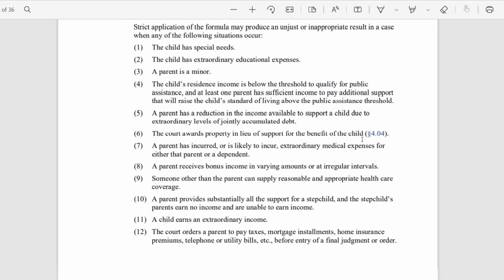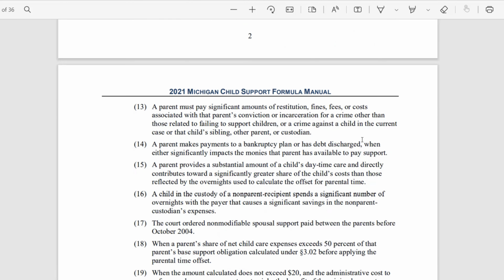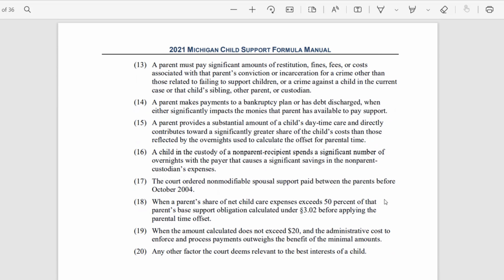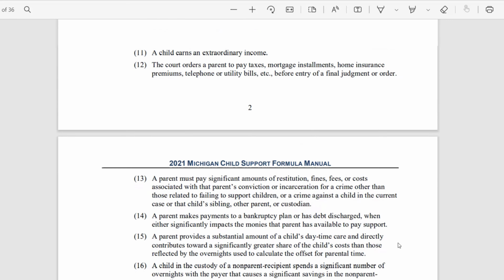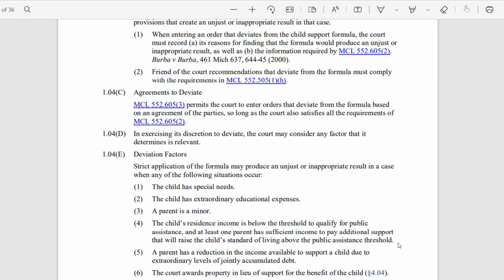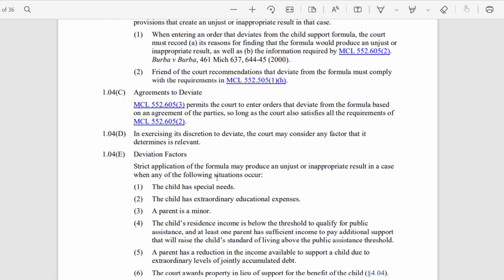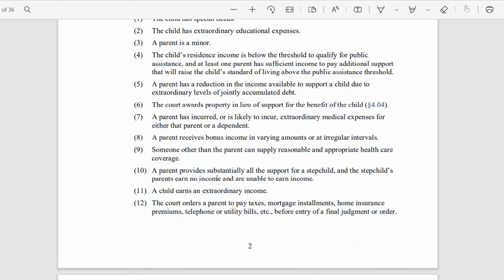So I'm not going to go through all these different deviation factors, but you can see there are quite a few of them. There's 20 different deviation factors that may be relevant for the reason why this court is finding that they're going to deviate from the formula. And again, agreements to deviate are all right as long as we make the findings that we are deviating for a reason. Okay, so here's that information, and that's going to be relevant as we fill out the deviation addendum.